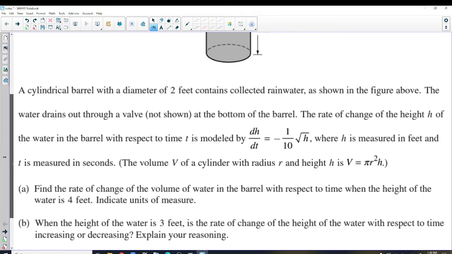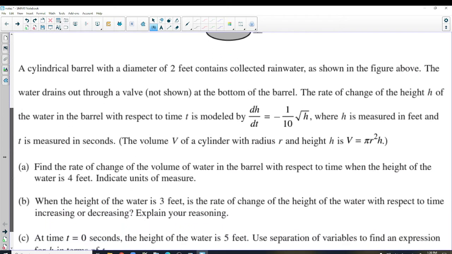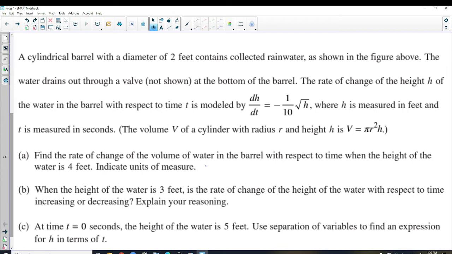So A, find the rate of change of the volume of water in the barrel with respect to time. So the rate of change of volume. We're going to find dV/dt equals something when the height of the water is 4 feet. When h is equal to 4.